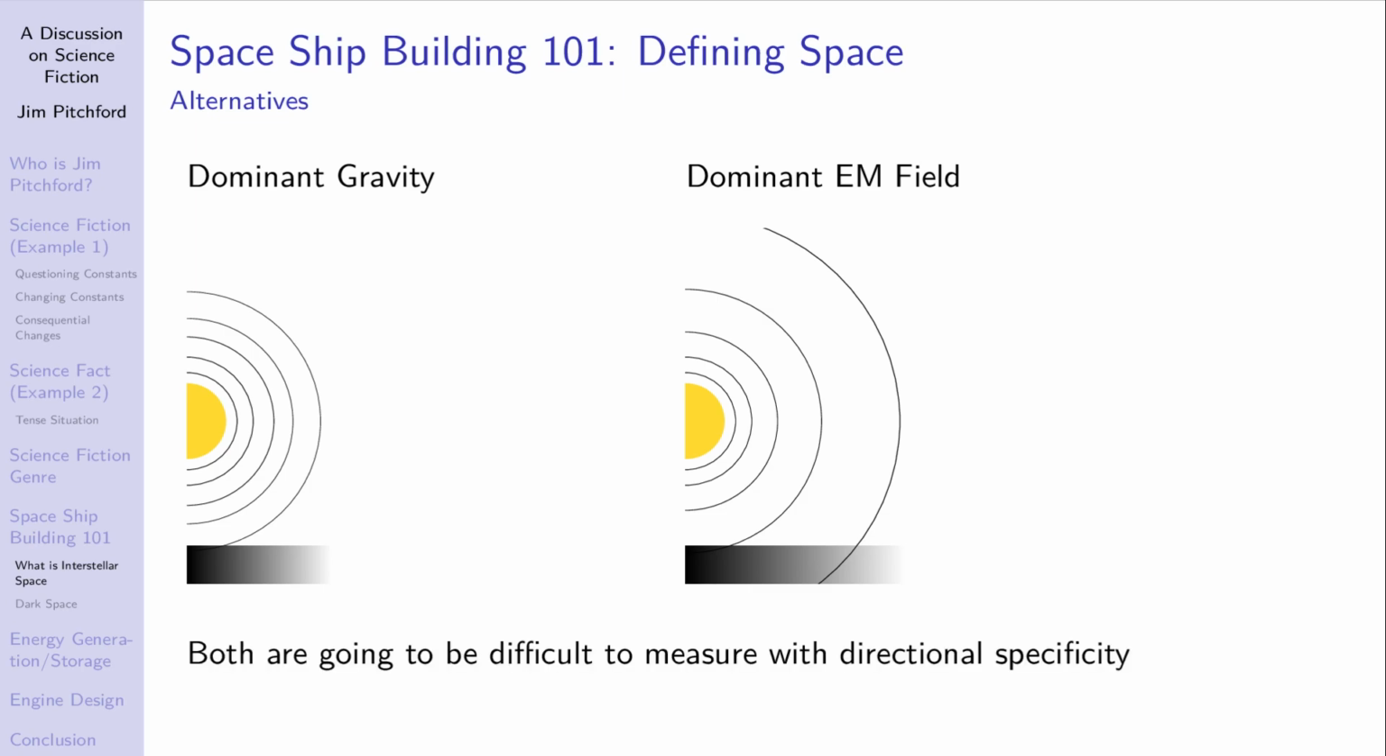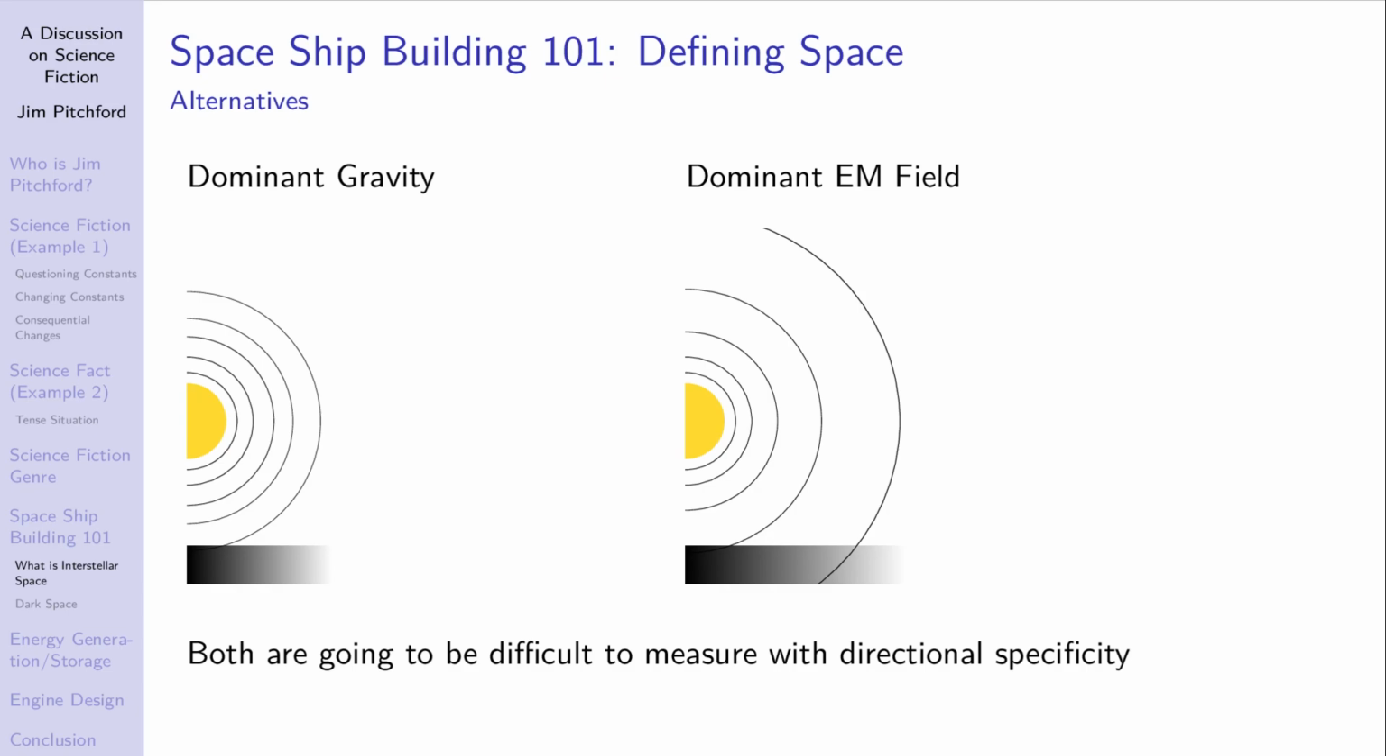Okay. Here's a problem with both of those. They're kind of hard to measure with directional specificity. Right? Gravity goes through everything. So how do you know that the measurement you're making is for that star and not a different star? And also, what if you want to measure for that star over there, but this one's closer, there's another one that's closer, and its gravity is dominant, or at least more dominant than the one you're actually trying to measure.